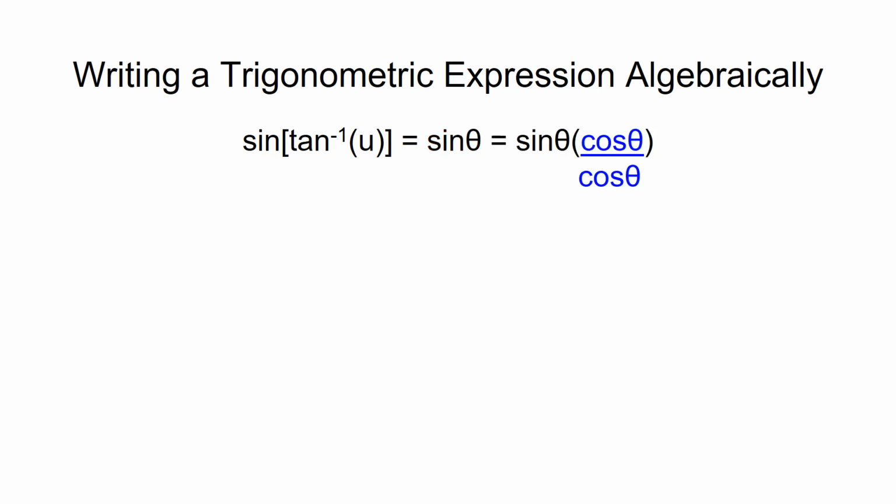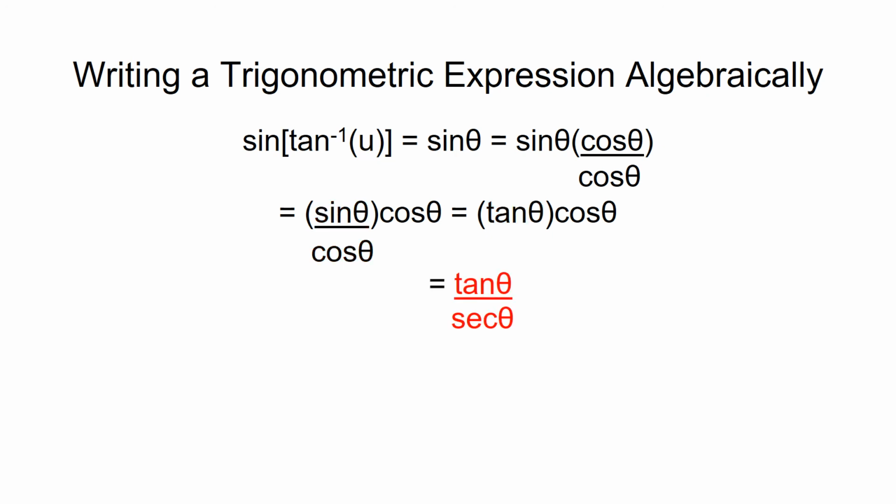Now we multiply the sine of theta by cosine theta over cosine theta, which is the same as multiplying it by 1. We regroup the cosine theta terms and substitute tangent of theta for sine of theta over cosine theta. This gives us tangent of theta times cosine of theta. That's equal to the tangent of theta over the secant of theta.